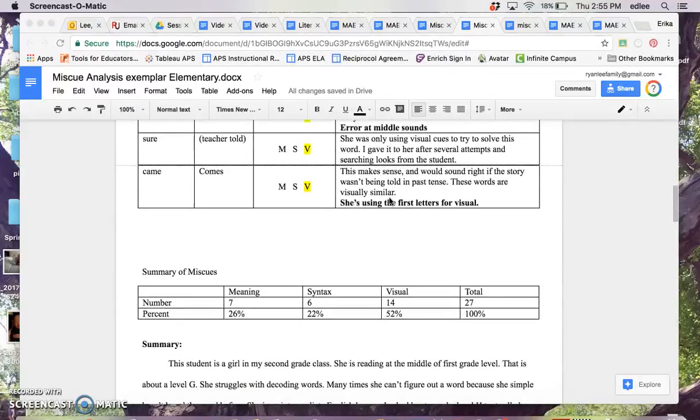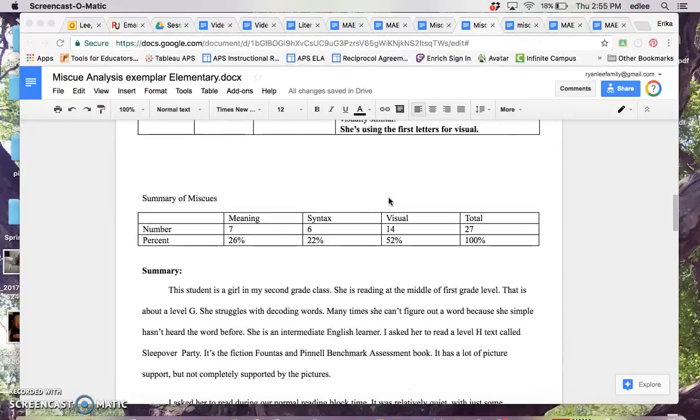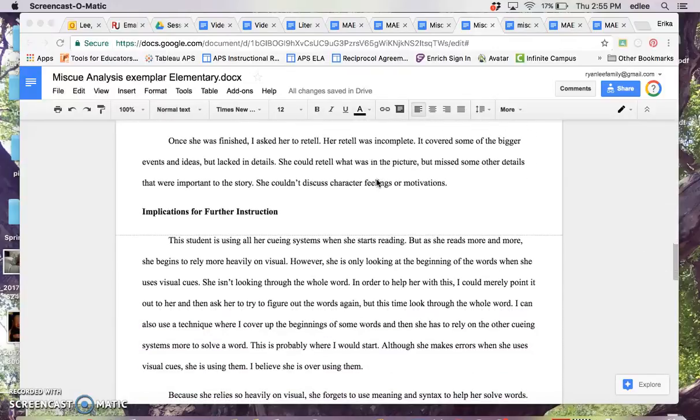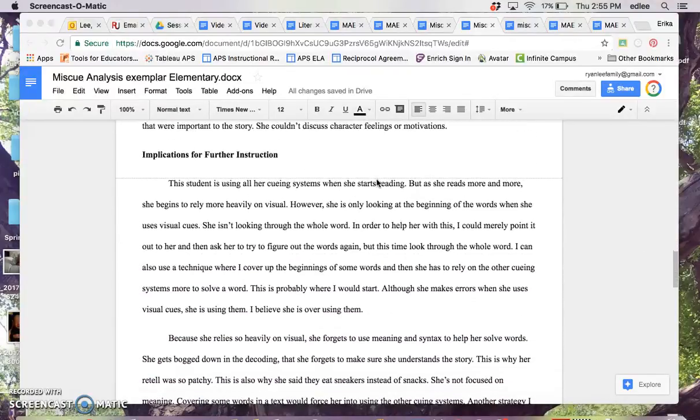Once you have completed this table above and the summary table, you will already have a good idea of where you would need to target your instruction. You can see that in this exemplar under implications for further instruction, this teacher really does focus on that. You note here at the top that she is saying the student relies heavily on the visual system, but she's only looking at those beginning sounds instead of the whole word.